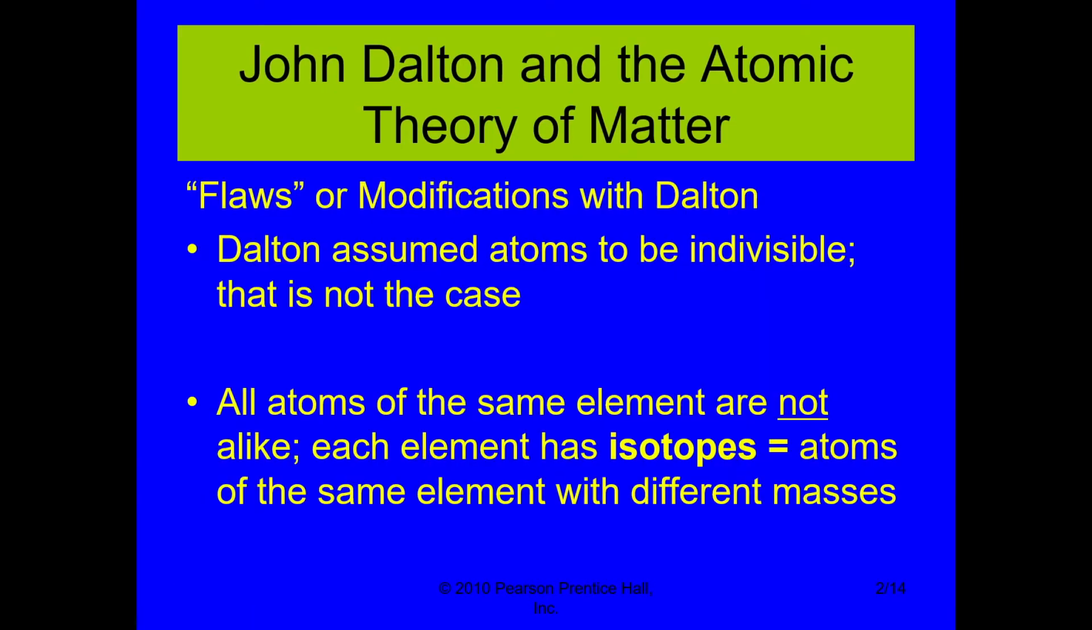There were a couple flaws with Dalton's theory of matter. First, Dalton assumed that atoms are indivisible, and this is not the case. And second, that all atoms of the same element are alike, which is not the case. Each element has something called an isotope. An isotope is when we have atoms of the same element that have different masses, and we'll explore this concept more in Chapter 3.